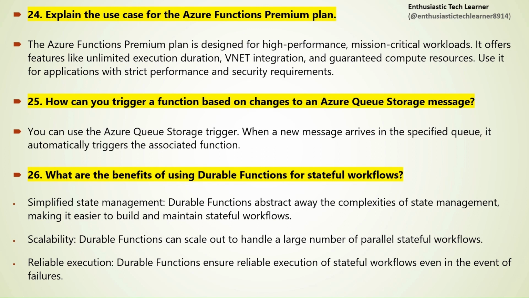How can you trigger a function based on changes to an Azure Queue Storage message? You can use the Azure Queue Storage trigger. When a new message arrives in the specified queue, it automatically triggers the associated function.